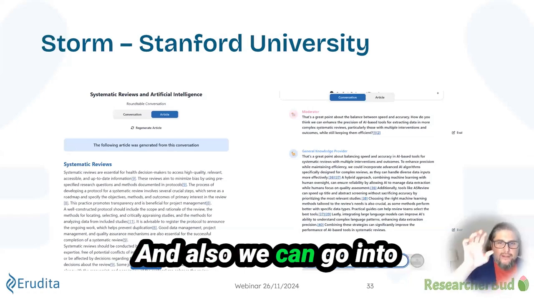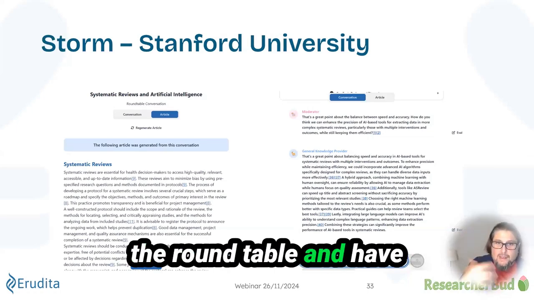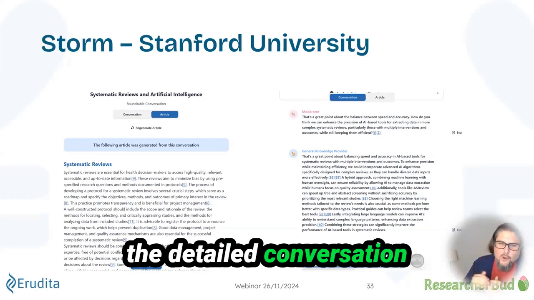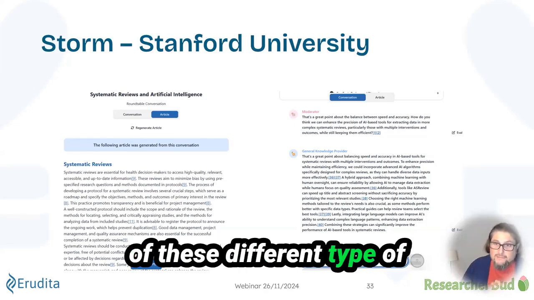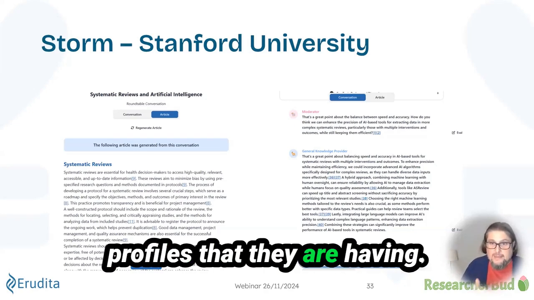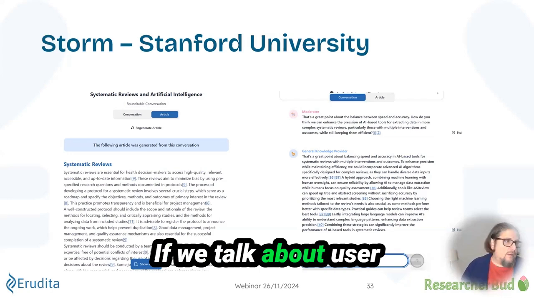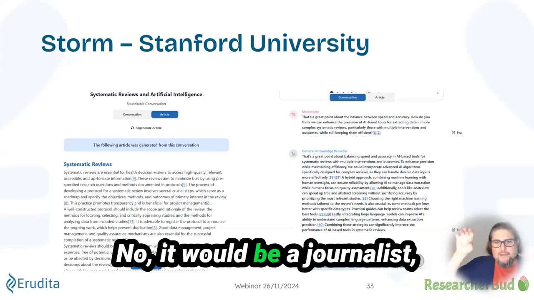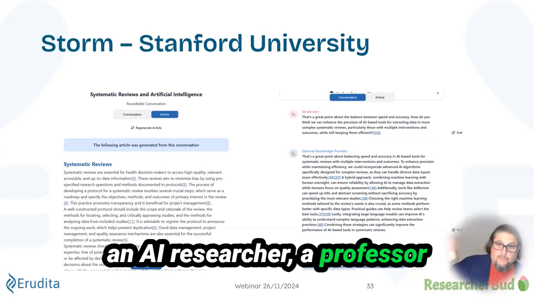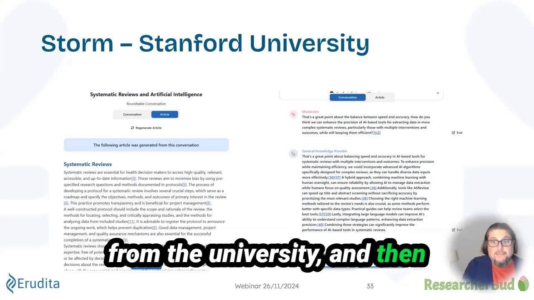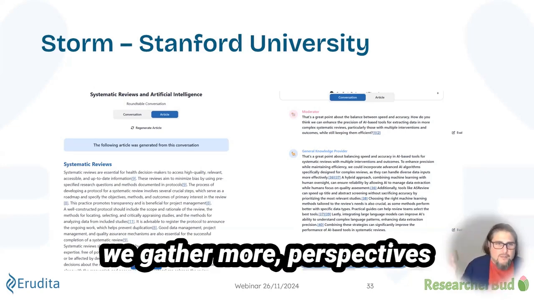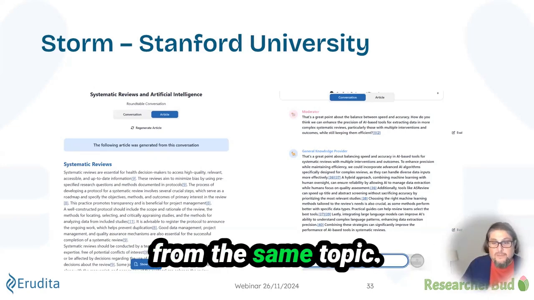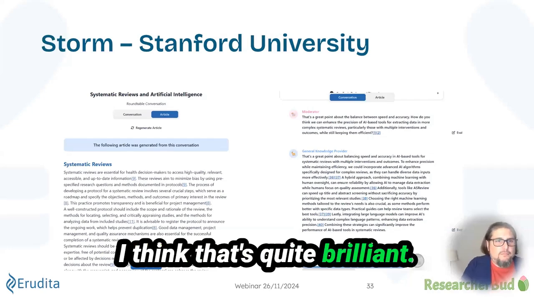And we can also go into the roundtable and see the detailed conversation of these different profiles. If we talk about user experience, it would be different personas, no? It would be a journalist, an AI researcher, a professor from the university, and then we gather more perspectives on the same topic. I think that's quite brilliant.